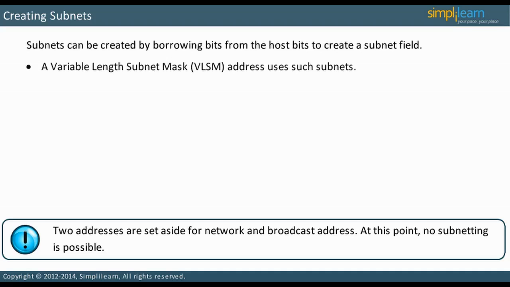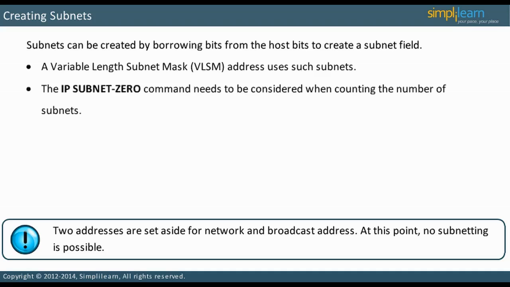A variable length subnet mask (VLSM) address uses such subnets. This is the opposite of a classful mask, which has a fixed length. There is something to take into consideration when counting the number of subnets, the IP subnet 0 command.